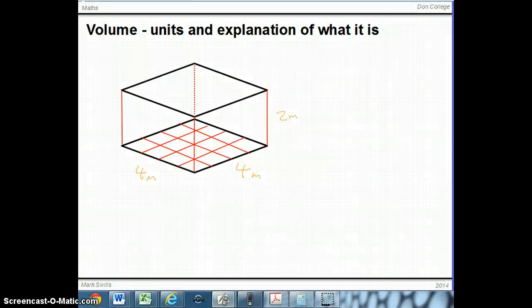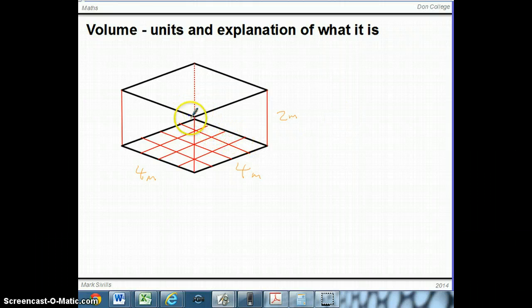Okay, now just like area has square units, volume has cube units, which we'll have a look at now. So if we say that this shape is 4 meters by 4 meters in the base here, 4 times 4 would give us 16 square meters here. Each one of these is a square meter, and it's 2 meters high.